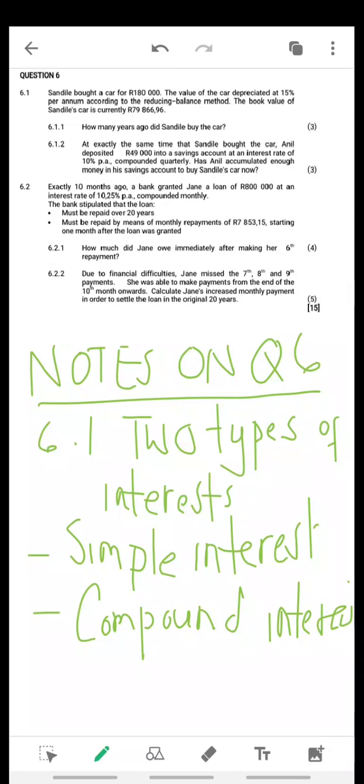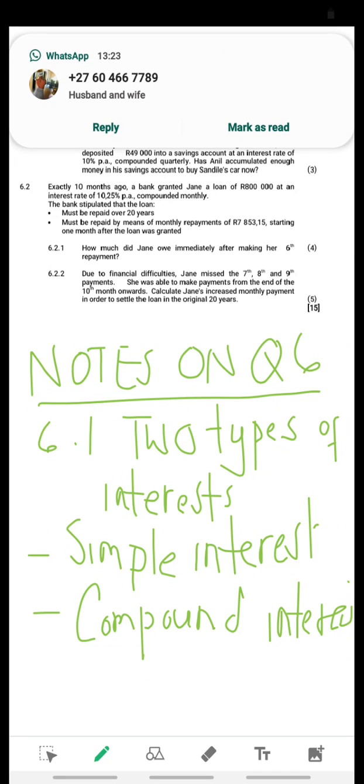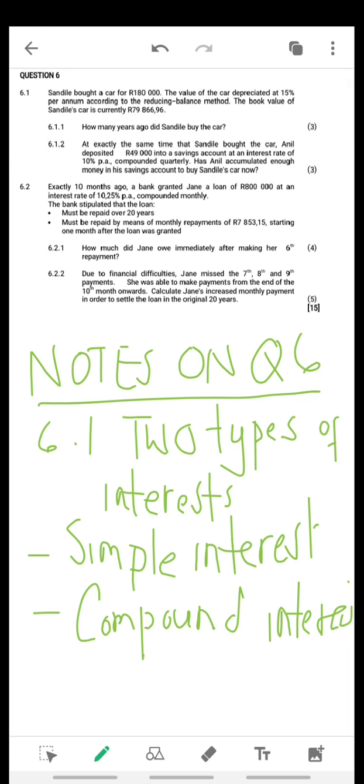Good day, grade 12. Here with me, I have question 6, which is on financial mathematics. Financial mathematics is an easy concept, which is mathematics that involves finances. All right. So we are having question 6, which is 15 marks.